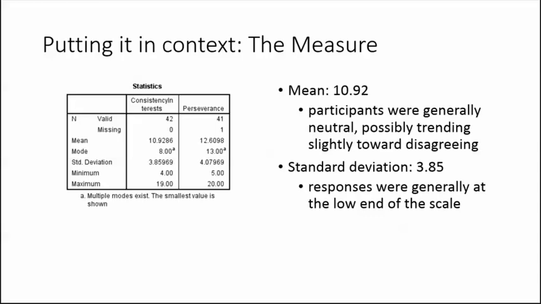There are 2 important details to remember there, though. One is the potential range of scores, in this case 4 to 20. Second, that the standard deviation means variations in either direction. Our short grit scale scores for this sample had a standard deviation of 3.85, so that indicates the responses were generally at the low end of the scale, as 10.92 plus 3.85 still doesn't put the average variation in the high end.